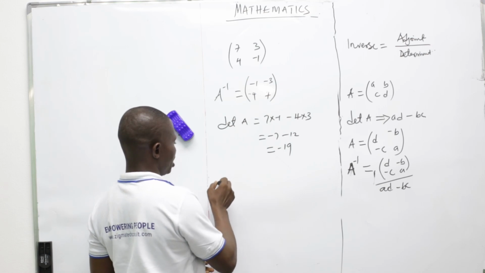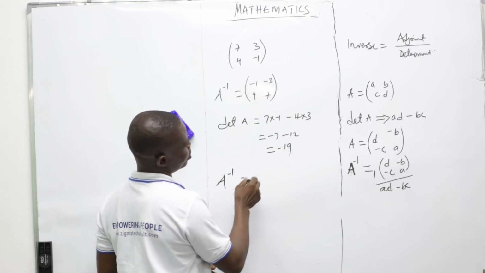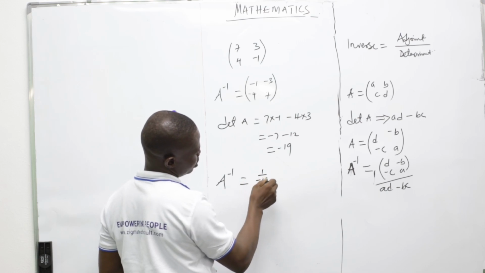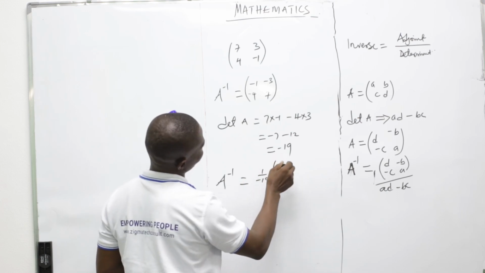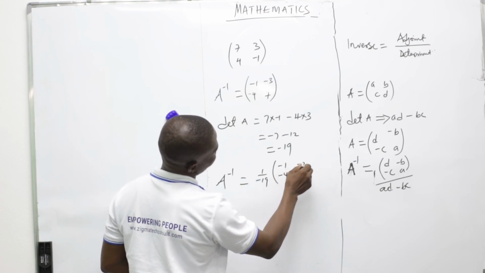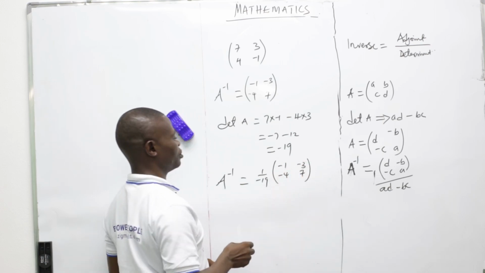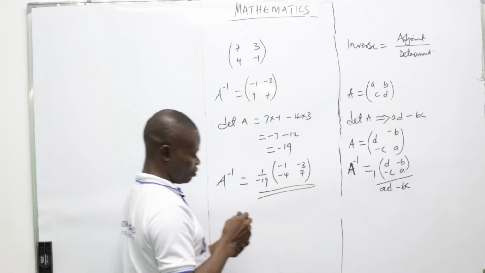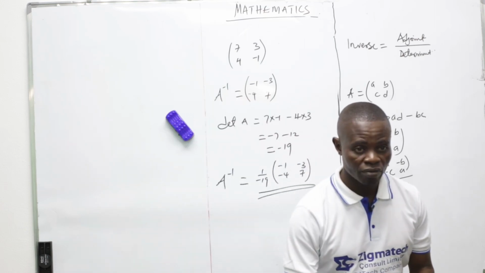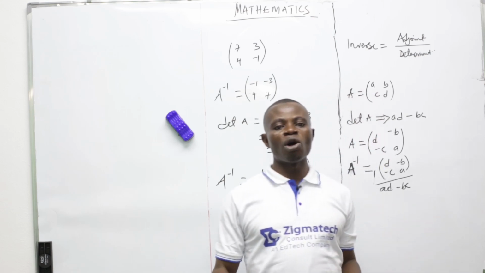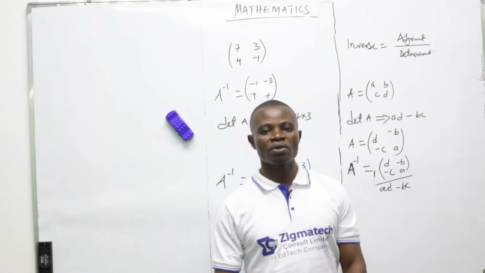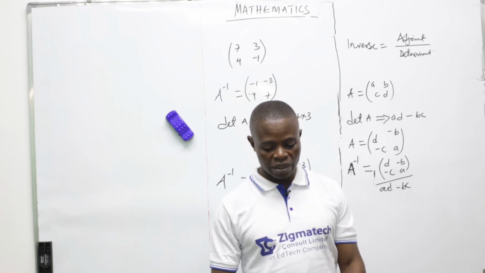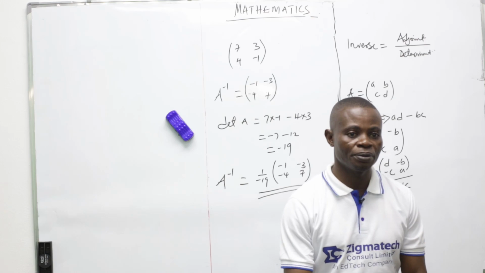So inverse A equals 1 over minus 19, into the change in position: minus 1, minus 4, minus 3, and 7. That is the inverse of the matrix. Now, we're going to take more questions from past UTME questions using the ExamGuide app.